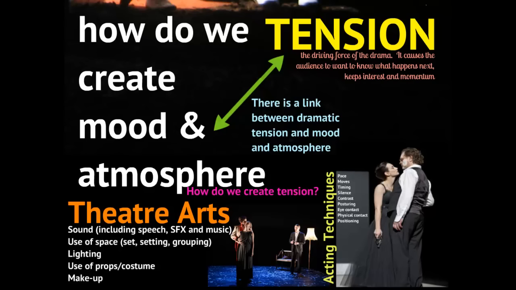Use of props and costume. If you look at the woman on the right hand side with the gun in her hand, really creating a sense of tension, and also makeup. Makeup could potentially, if you were going to put bruising on, or if you were going to have somebody with special makeup effects, that would also create tension. So all these different things lead up to how we create tension, and that is how we also develop mood and atmosphere within a drama. Without tension, mood and atmosphere would no longer exist, and that's important to remember.